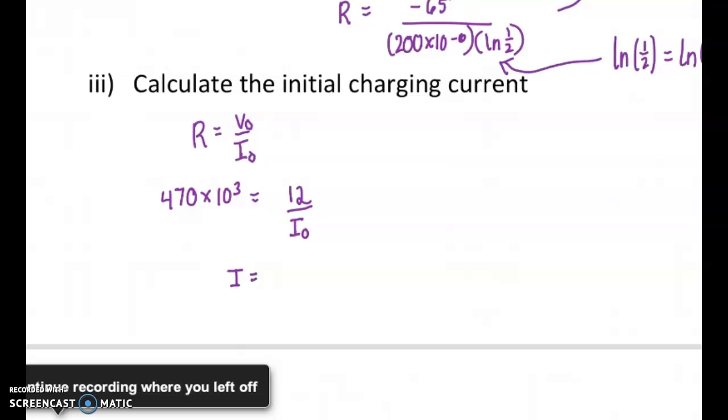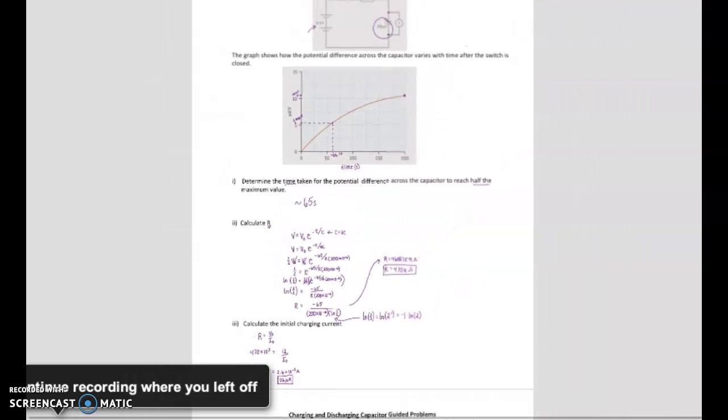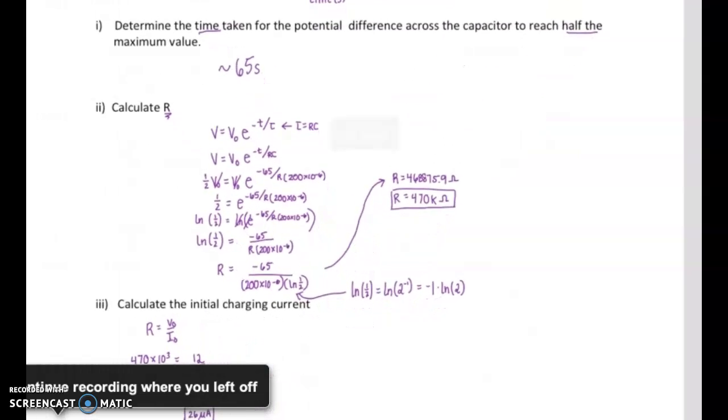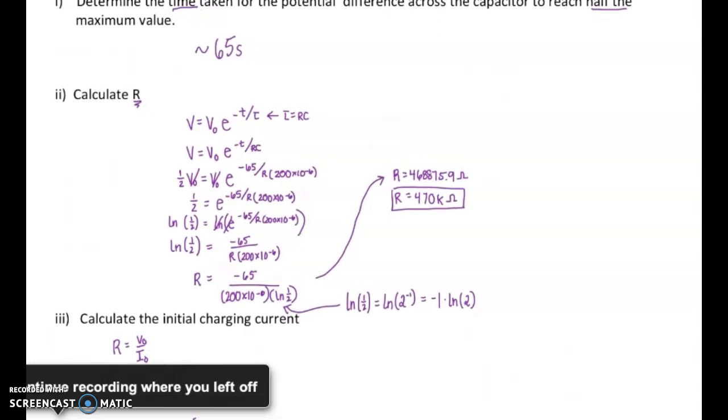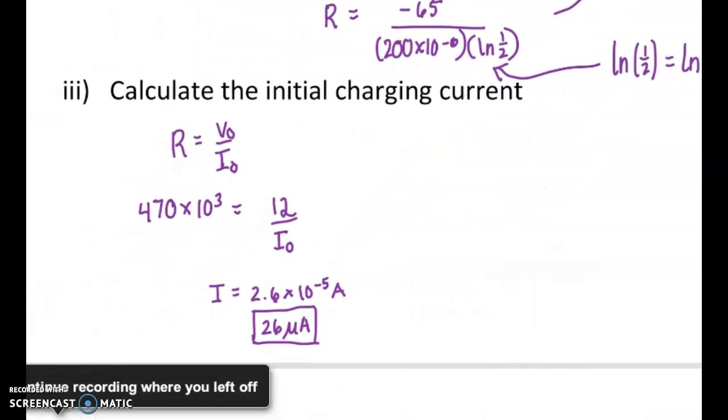As you type this into your calculator, you get about 2.6 times 10 to the negative 5th amps, which we could also write as 26 microamps of current. So overall in this problem, we were able to use the graph to determine when we reached half of our maximum voltage. Then we used that time in part 2 in order to solve for R. And then finally in part 3, we used R in order to solve for the initial charging current.